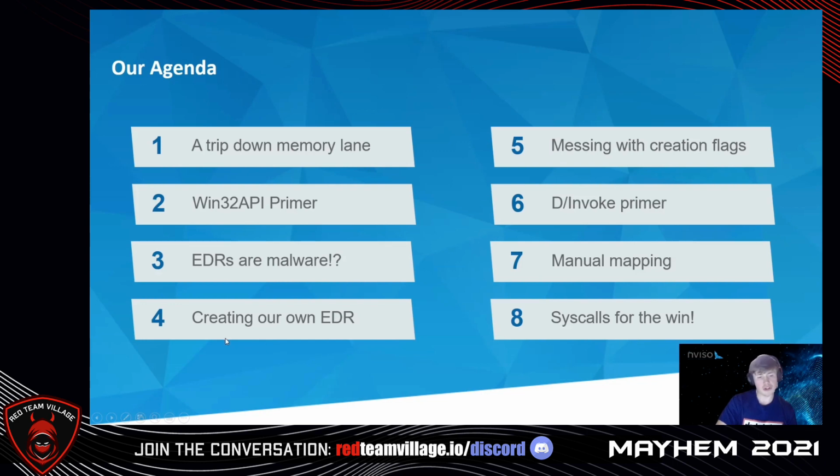We're going to create our own EDR because I don't want to bypass any highly reputable vendors in this talk. I don't want to upset anyone. So I decided to create my own EDR. It's largely based on a project that Ethical Chaos posted on GitHub, but more about that later. We're also going to talk about messing with creation flags in order to thwart EDRs. We'll give an Invoke primer. Going to talk about manual mapping and syscalls. So that's what's on the menu for today.